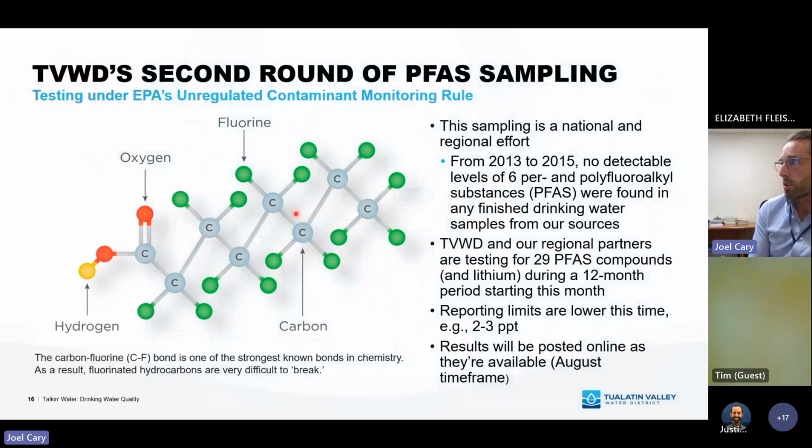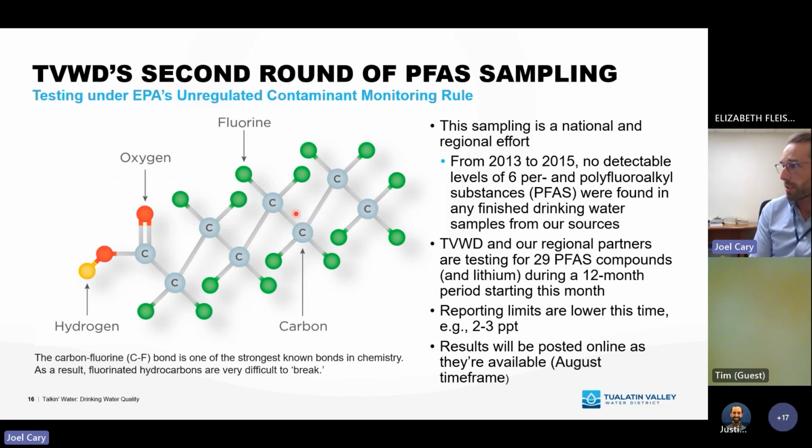So what's TVWD done and what are we doing? Going back a little ways, there's what we call the unregulated contaminant monitoring rule. So going back to 2013 and 15, TVWD, and in fact, all the other regional providers in the area as well, sampled for 6 PFAS compounds, ready for the tongue twister, polyfluoroalkyl substances. That's what PFAS actually stands for. Back in 2013 and 15, at that time there were 6 targeted PFAS, because it may not seem like it, but 10 years is quite a while in terms of studying research. So those are the 6 targeted ones that we looked at, and in the region from our other sources and water providers as well, and not just TVWD. No detections were discovered during that time.